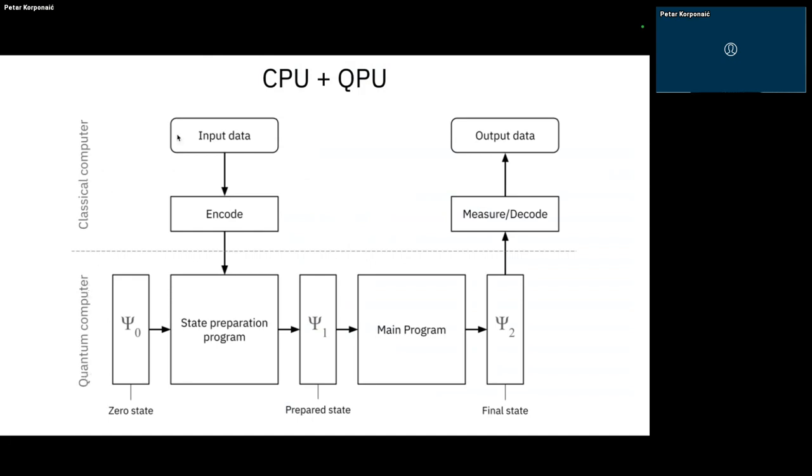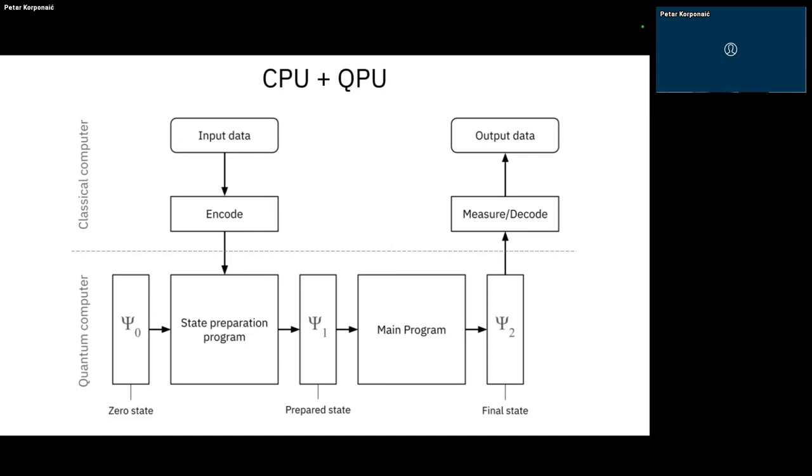In the classical computer, we have some input data. We have some data that we want to process to get output, to get some results. Now, how do we put that into the quantum computer? Because a quantum computer doesn't have something like an input port. We cannot directly write into a quantum state.